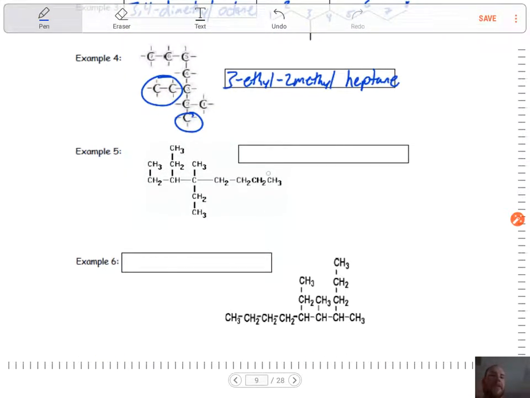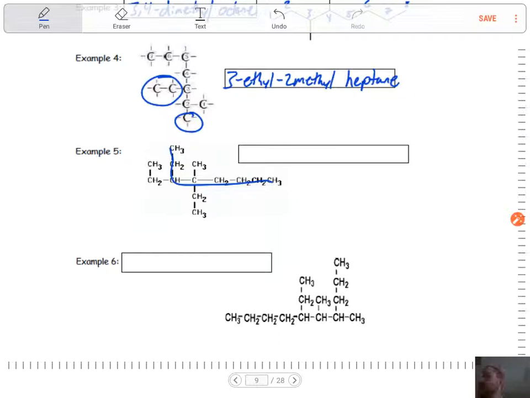Example number 5. Count up. So 1, 2, 3, 4, 5, 6, 7, 8. That might be the longest. Check every single one. 1, 2, 3, 4, 5, 6, 7. So it's not going this and down. It's not going this and up. 1, 2, 3, 4, 5, 6, 7, 8. So it's going to be one of these last lines. It doesn't matter which one you choose. That's the same as this as well. Okay. So we know that's our long chain.